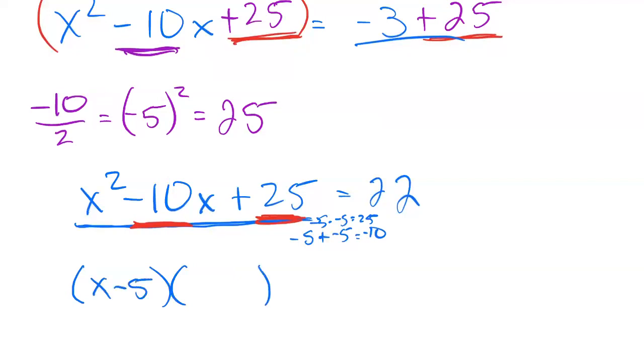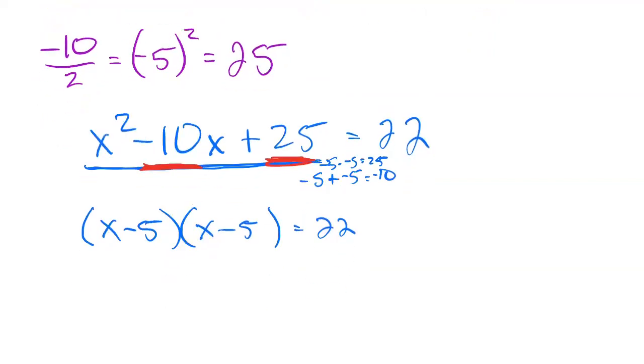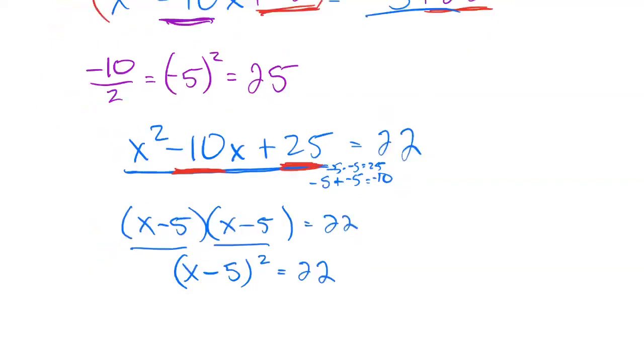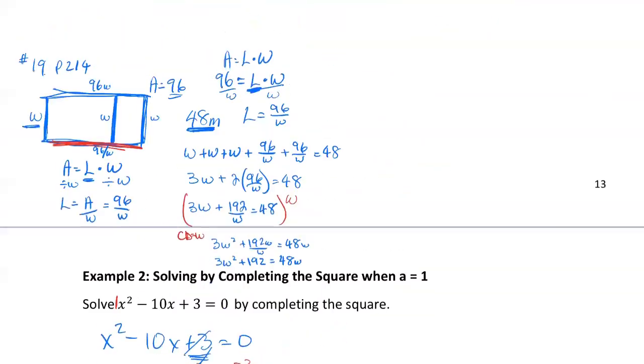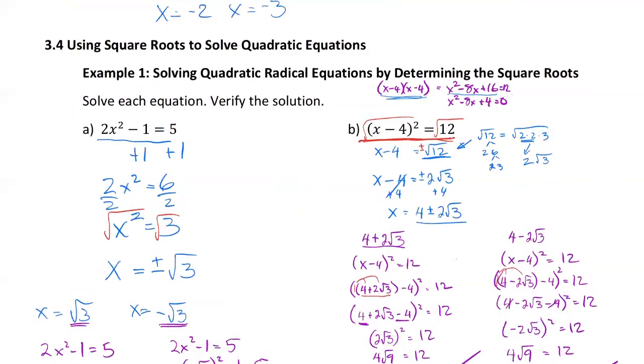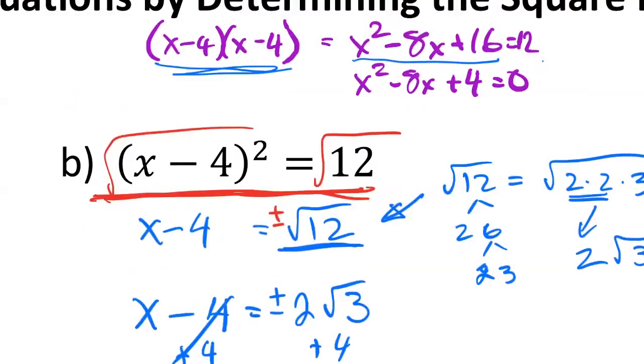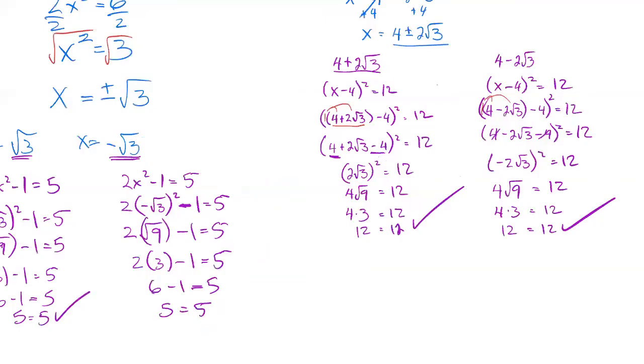So that's going to be x minus 5 times x minus 5 is equal to 22. Now these are both exactly the same, so this can be rewritten as x minus 5 all squared is equal to 22. And you can see we're at exactly the same point as we were with our previous example over here of x minus 4 squared is equal to 12. Now we can go through all of those same steps to continue to solve.